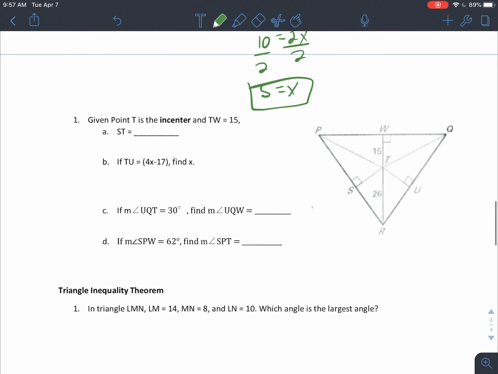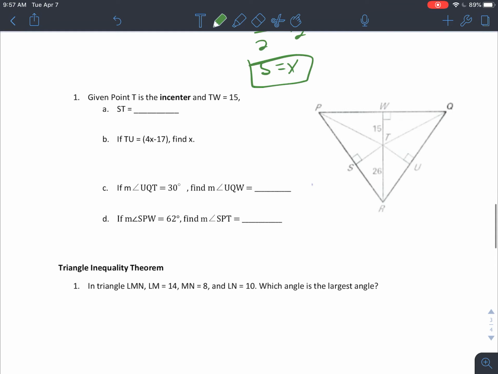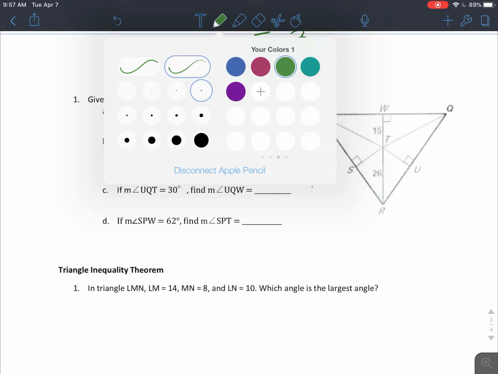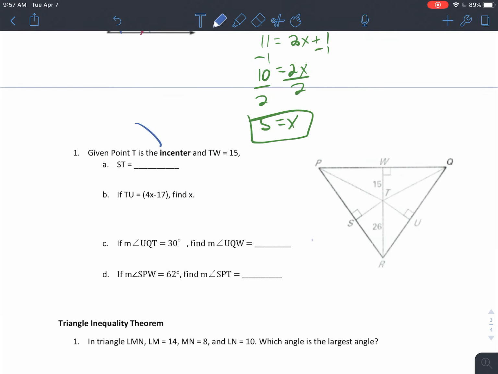Next page. It says given point T is the in-center and TW is 15, what does ST equal? What is the in-center? The in-center is where all the perpendicular bisectors meet.